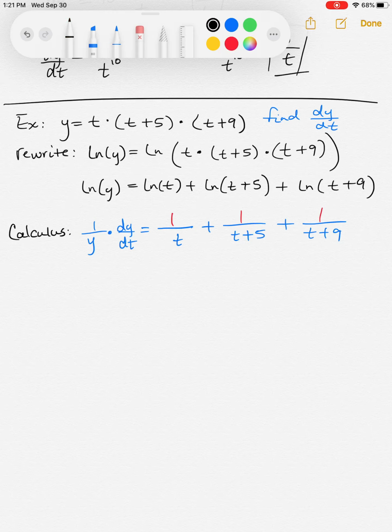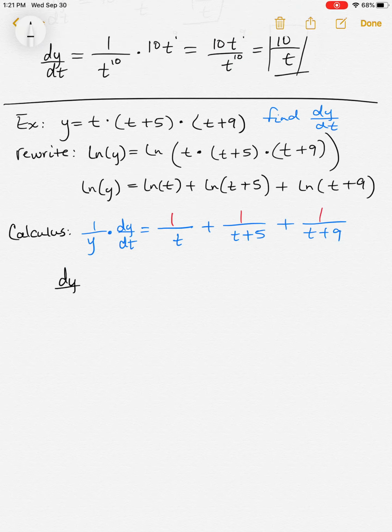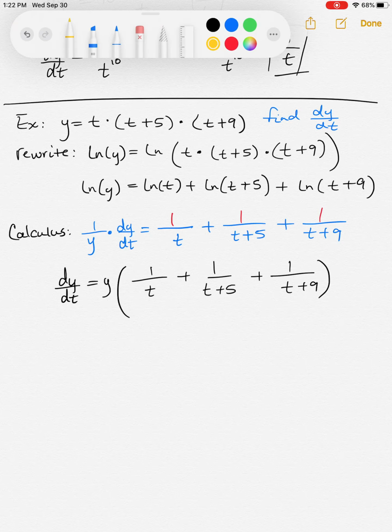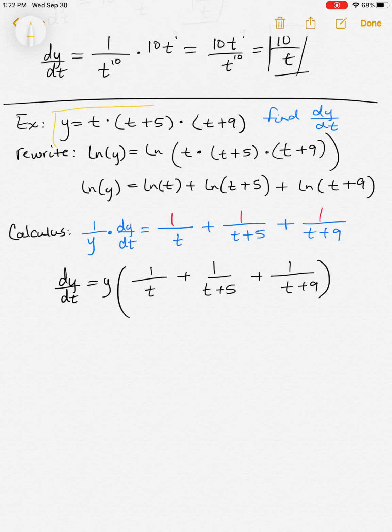All right, so the next thing we do, we find dy dt, we multiply each side by that y, and everything else just comes right into that parenthesis. I know what you're asking yourself. What is y? Y is the original function that you were given.